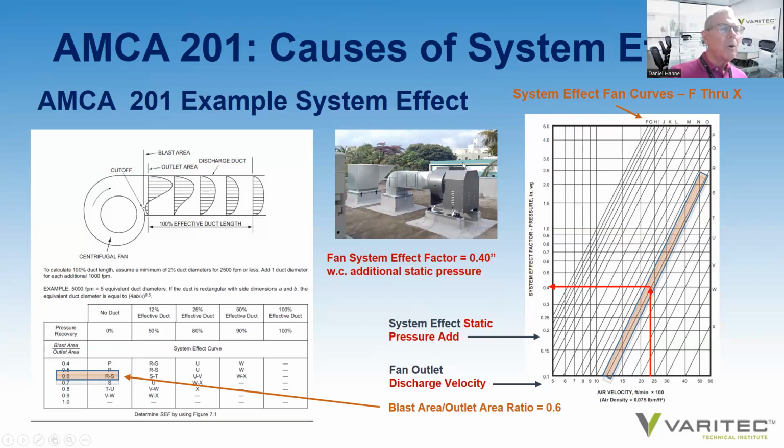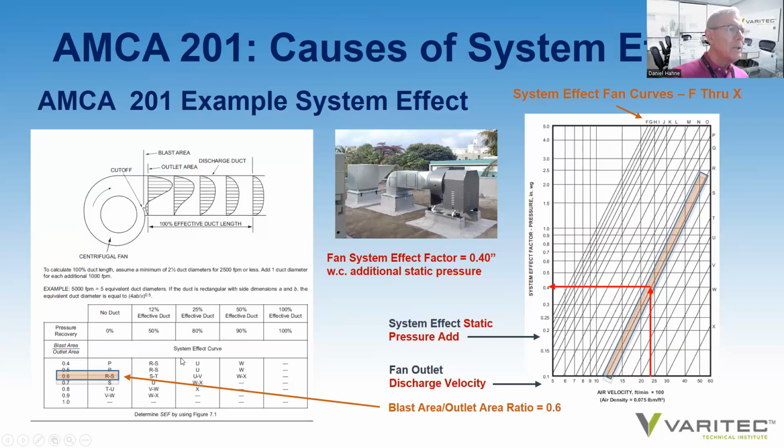Here we have a blower, which we see commonly in Phoenix, and we see that it is a non-ducted discharge. So in looking at the fan system effect fan curve and knowing which curve to assign to the performance of this fan arrangement, we look at the AMCA 201 tables, we look at the no duct configuration, we look at the blast to outlet area, and we locate which system effect fan curve to apply to the performance of a fan manufacturer's ideal performance conditions.